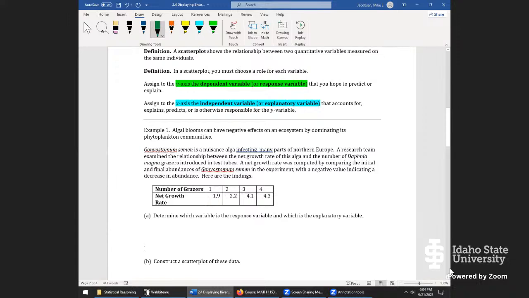I would agree with that, absolutely. We're hoping the amount of grazers in the test tube is going to explain how fast that algae got eaten up. More negative means less algae that was present. So we can say here, when it says determine the explanatory variable, explanatory variable is number of grazers. So that answers that part of the question.